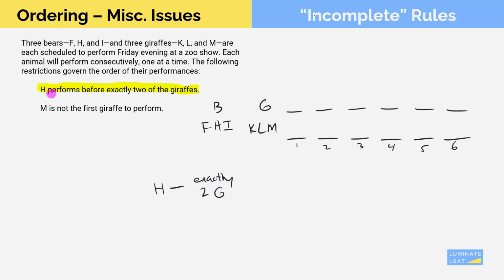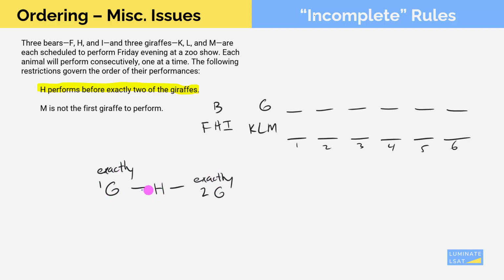because it tells you H is before exactly 2 of the giraffes, and we've represented those exactly 2 giraffes. But the rule is also telling us about the other giraffe, the 3rd giraffe. Where does the other giraffe go if H is before exactly 2 of the giraffes? Well, the 3rd giraffe has to come before the H. So in other words, we need exactly 1 giraffe before H and 2 giraffes after H.